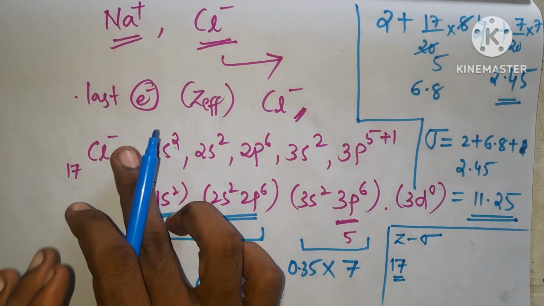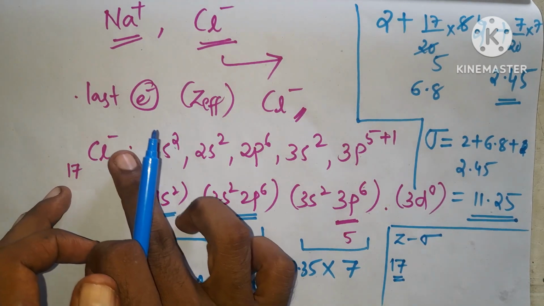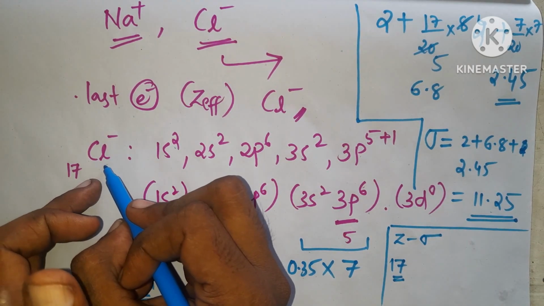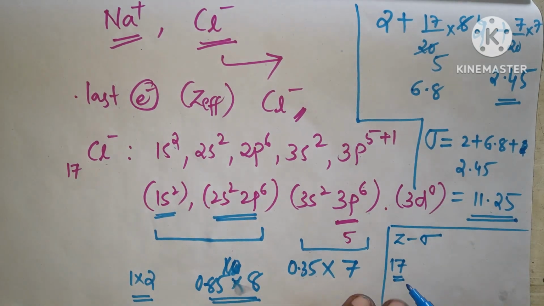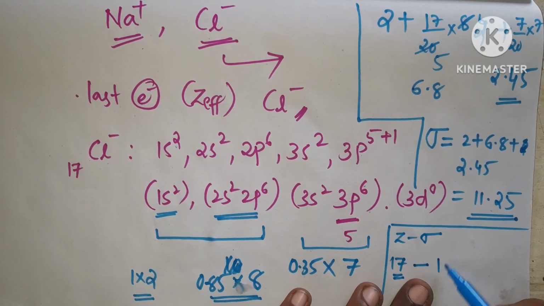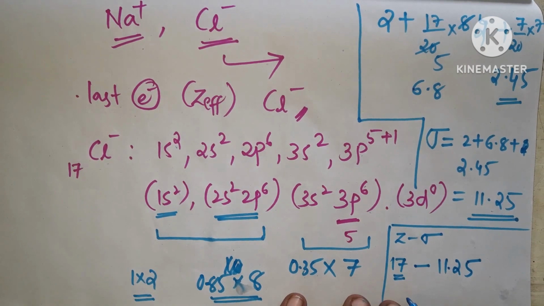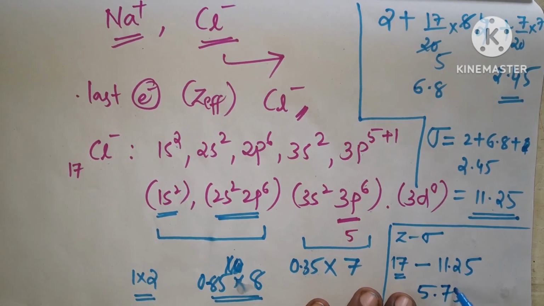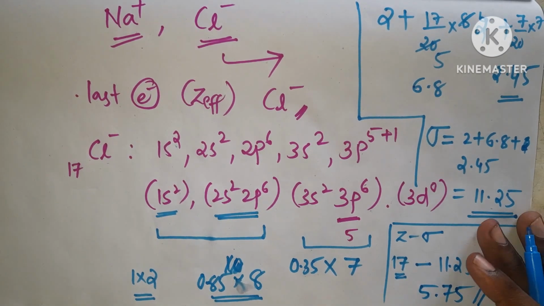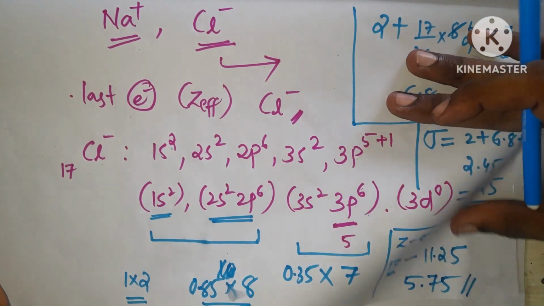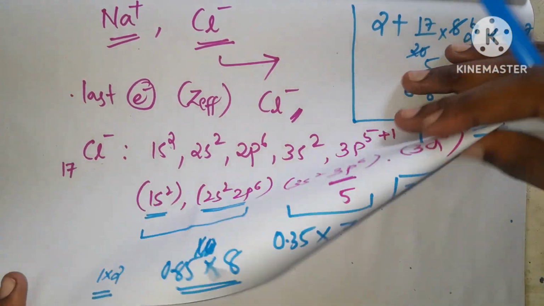not to be confused with 18, because the number of electrons present is 18 due to the negative charge, but the protons present in the chloride ion will be 17 only. So the Z value will be 17 minus 11.25, that is given as 5.75.